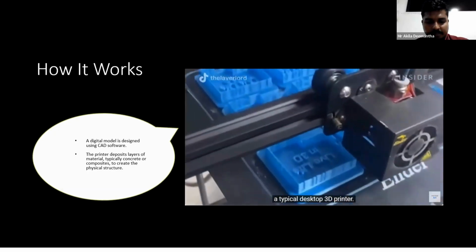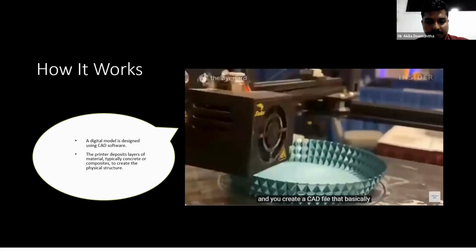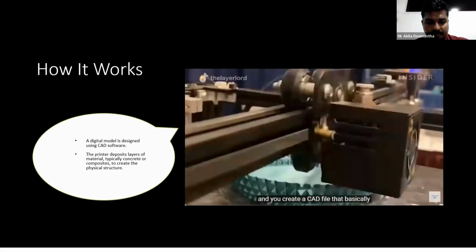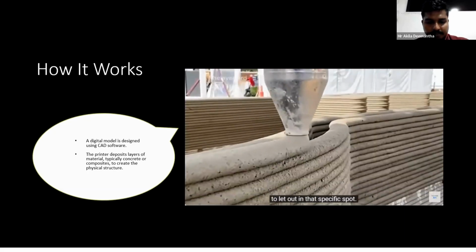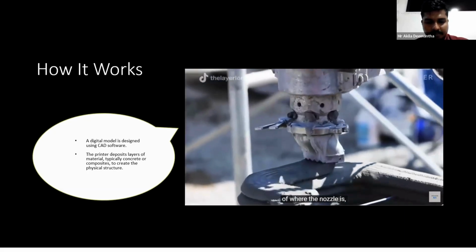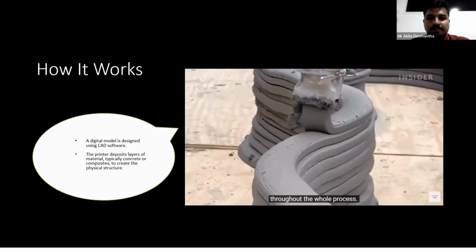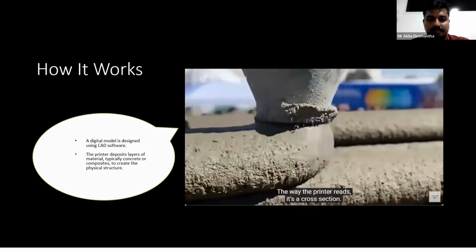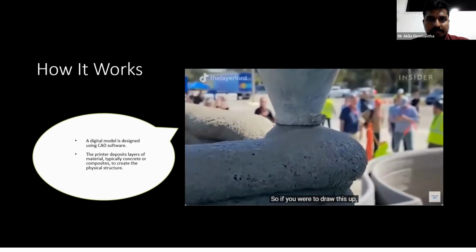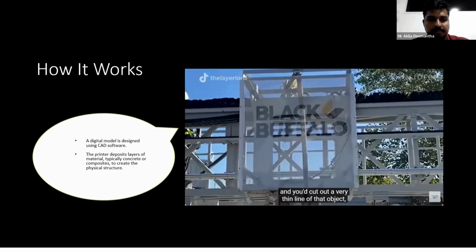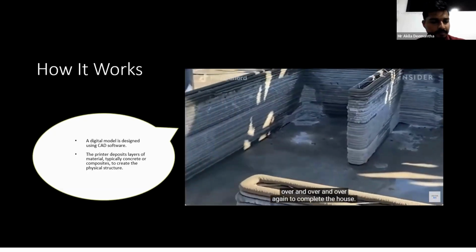What you do is you start your design stage and you create a CAD file that basically tells the machine where to go and how fast to do it and how much material to let out at that specific spot. And so the program is the center line of where the nozzle is, and the printer will follow that line throughout the whole process. The way the printer reads it, it's a cross section. So if you were to draw this up and you cut out a very thin line of that object, that's what the machine sees, and sees a bunch of those over and over and over again to complete the house.